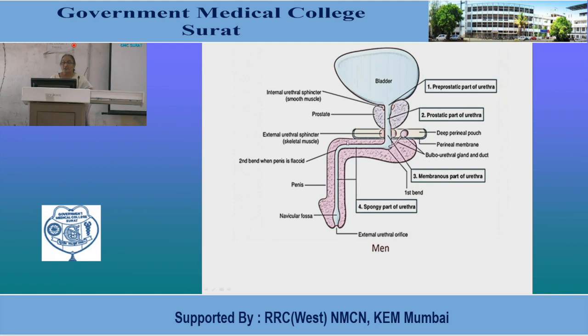Then it traverses through the external urethral sphincter, which is skeletal muscle, and that is called the membranous part of the urethra. So this is the membranous part of the urethra. And throughout traversing through the penis, it is called the spongy or penile part of the urethra. And at this end is the external urethral orifice for the evacuation of the urine.